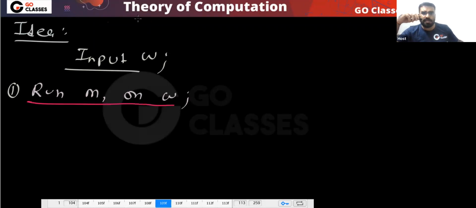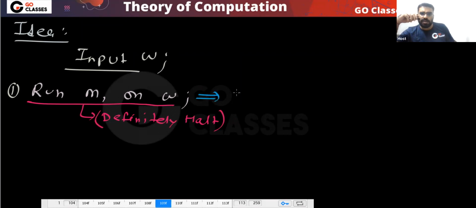Will it halt? It will definitely halt, because this is a halting Turing machine. Yes or no? Then what you can do? If M1 accepts W, then what you will do? If M1 accepts W, okay, this is the idea.